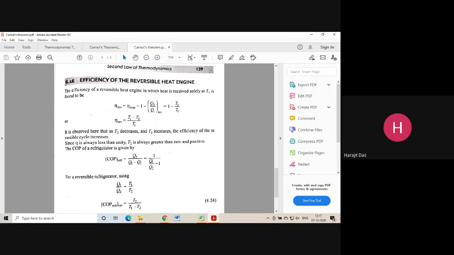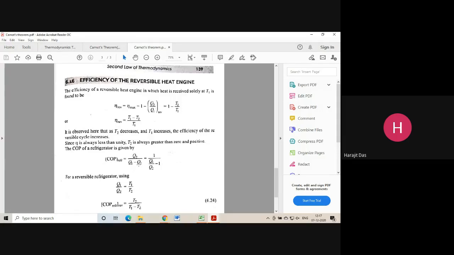So COP of the reversible refrigerator is given by Q2 by Q1 minus Q2. For a heat engine it is W, the work done, and for COP of a refrigerator it should be Q2, isn't it? Because we need to extract heat from the freezing chamber. So this is our requirement. Q2 is our requirement, we need to cool some chamber.